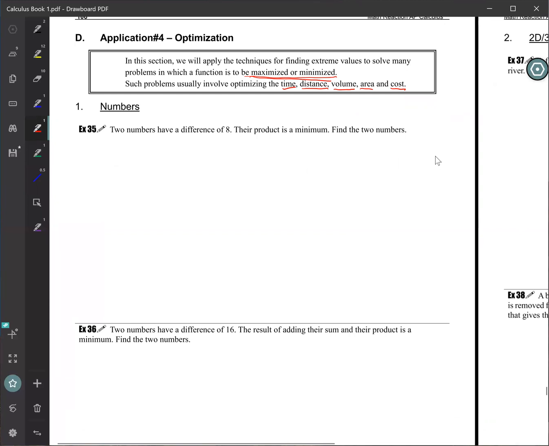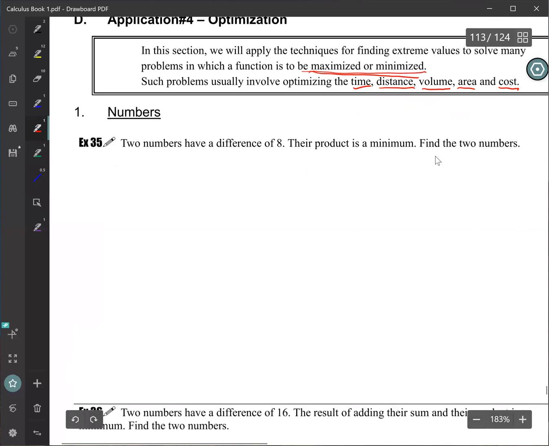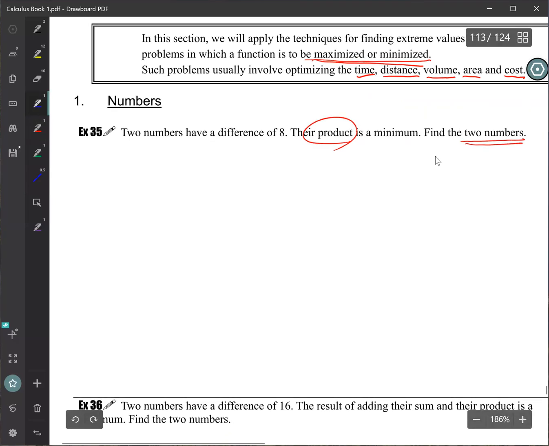to find the answer. Here we have two numbers that have a difference of 8. Their product is minimum. If you remember from grade 11, the thing that you want to minimize is always the y. So this is the product we want to make a minimum, and we want to find the two numbers that can make that happen. The first step is always to write out this let statement.